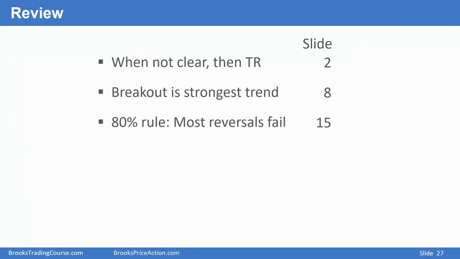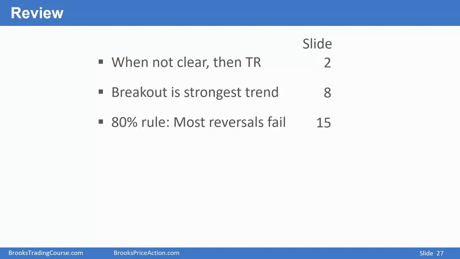In this video, I talked about when a chart looks unclear and you cannot tell if it's in a bull trend or a bear trend, it's in a trading range. So anytime something is not clear, it's a trading range. A breakout is the strongest part of a trend, and it's a high probability bet that the trend will continue.